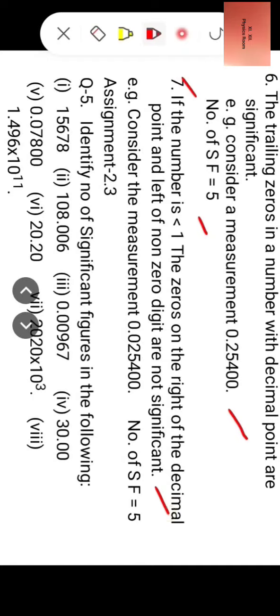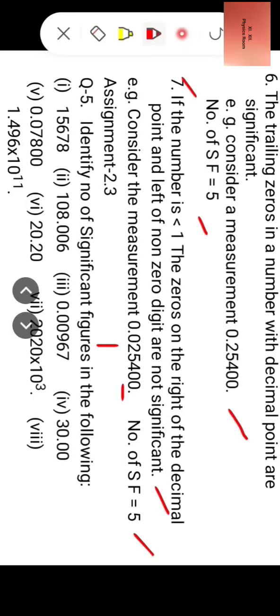I repeat, if the number is less than 1, the zeros on the right of the decimal point and left of the non-zero digit are not significant. For example, consider the measurement 0.025400. Here the number of significant figures is 5. So this 0 after the decimal and before 2 is not significant, whereas the trailing zeros are significant.